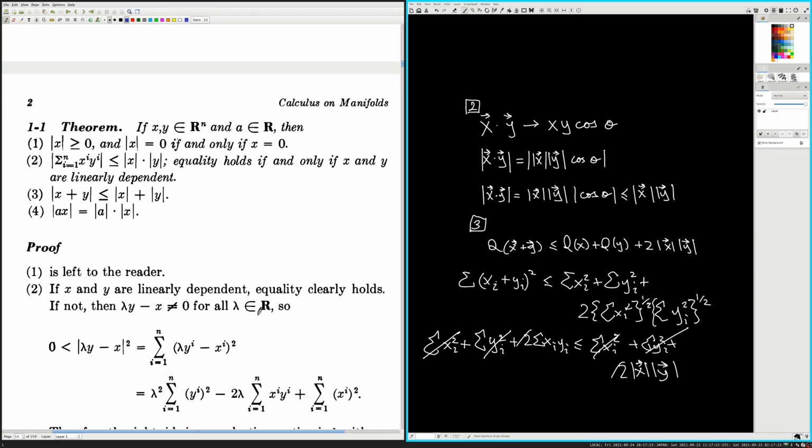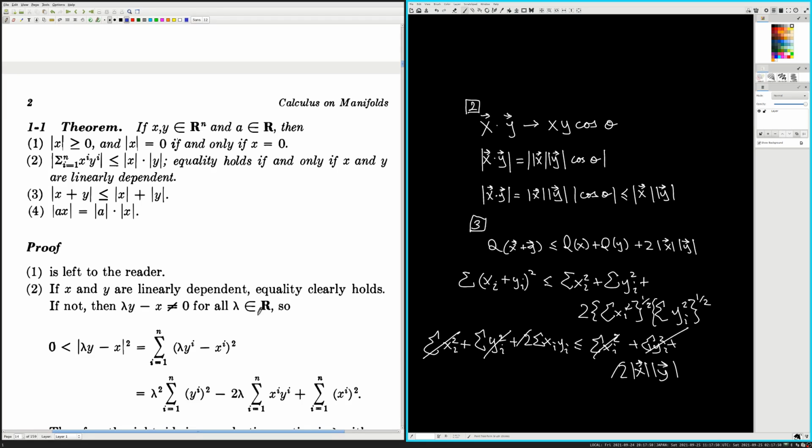I didn't think about equality holds if and only if x and y are linearly independent. So if we go back to the physics idea, then equality would hold if and only if the cosine was equal to plus or minus 1. Cosine is plus or minus 1 when the angle is either 0 or 180 degrees. So, yeah, that makes sense.